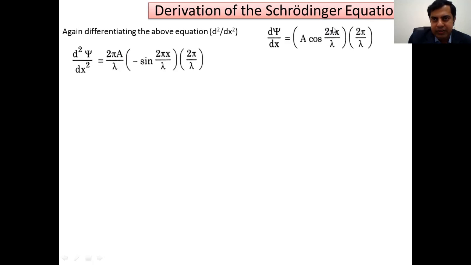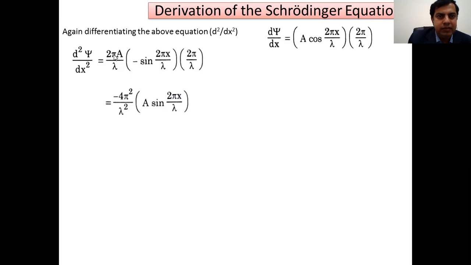Now you are going to differentiate this one in a similar way. This is x to the power 1 and you subtract 1, so x to the power 1 minus 1 will be equal to 0, x to the power 0 will be equal to 1, and this factor will be 2 pi over lambda. This is the differentiation of this equation. So it is very simple, you have done the second differentiation, and now this is just the rearrangement of the equation.